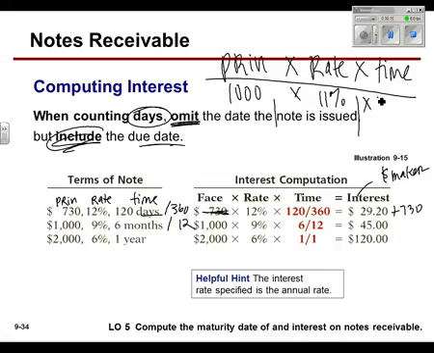So times 45 over what? 360, 12, or 1? Okay. So let's figure out right now what's going to be our interest. 1,000 times 0.11 times 45 over 360. What's that dollar amount? I have no idea. I don't have 1,000 times 0.11 times 45 over 360 memorized.